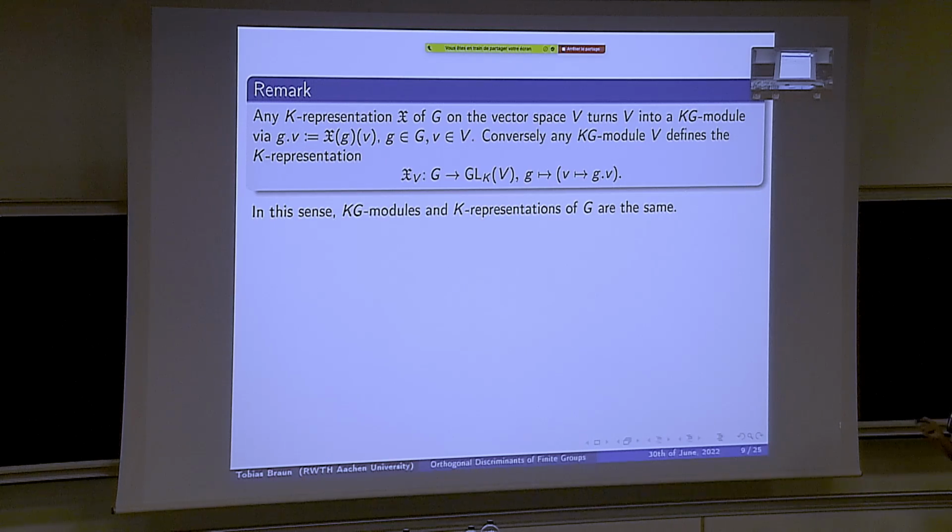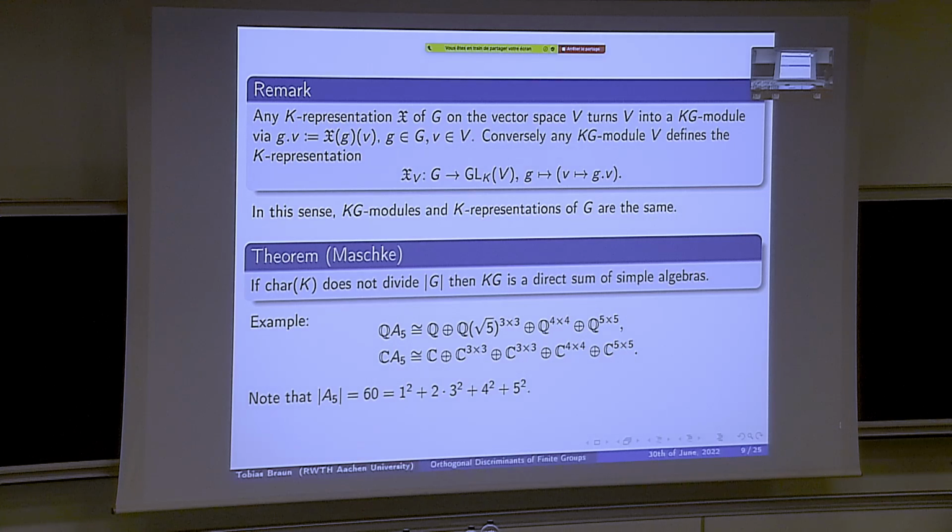And now the very nice theorem of Maschke basically tells us that the category of KG modules is semi-simple. So the theorem is the following. If the characteristic of K does not divide the group order, then KG is a direct sum of simple algebras. And remember, in our case, the characteristic of K is 0, so this theorem always applies. Just as a side note, the converse of this statement also holds. So on the contrary, KG is a direct sum of simple algebras if and only if the characteristic of K does not divide the group order.